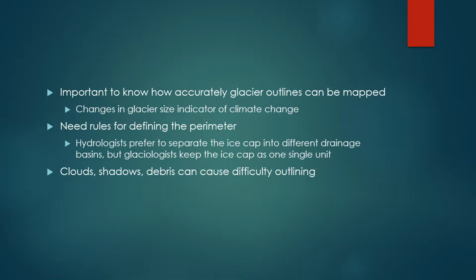There needs to be rules for defining the perimeter. For example, the hydrologists prefer to separate the ice cap into different drainage basins, but a glaciologist will keep the ice cap as one single unit. So there needs to be a consensus and agreement on how to digitize certain parts of the glacier in order to be consistent on how the outlines are digitized. Some other issues are that the clouds, shadows, or debris that covers the glaciers can cause difficulty in the outlining.